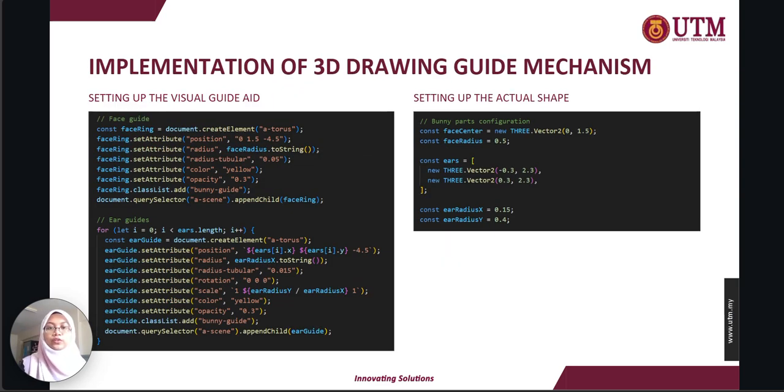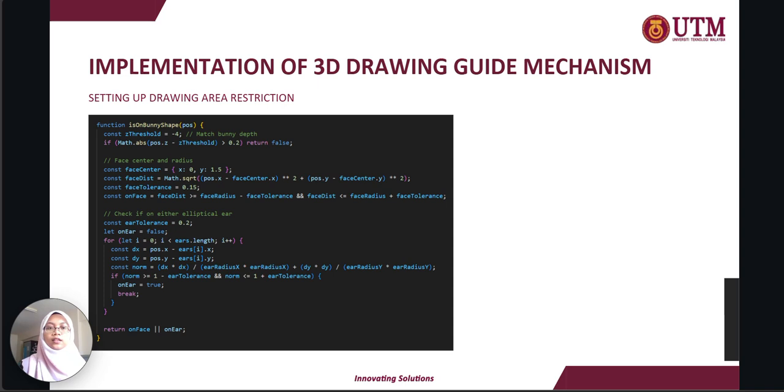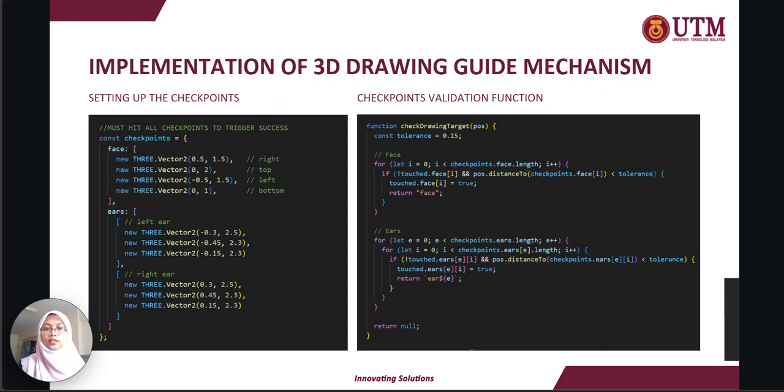And next, implementation of the 3D drawing guide mechanism. We set up the visual guide. The visual guide is actually just to help the user determine where the shape is and how it will look. It is not the actual shape. The actual shape is defined in the Vector3 on the right side. And then the drawing area is set up so that only when the hand is close to the shape, only then the drawing will appear. And then we set up the checkpoints, meaning that once all the checkpoints are hit, only then the drawing is complete.